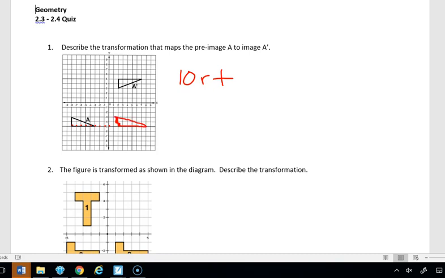Then I also notice that this is a reflection. So it went 10 right, and if I notice here, it went 1, 2, 3 over the x-axis, 1, 2, 3. So it went 10 right, and then it reflected over the x-axis.